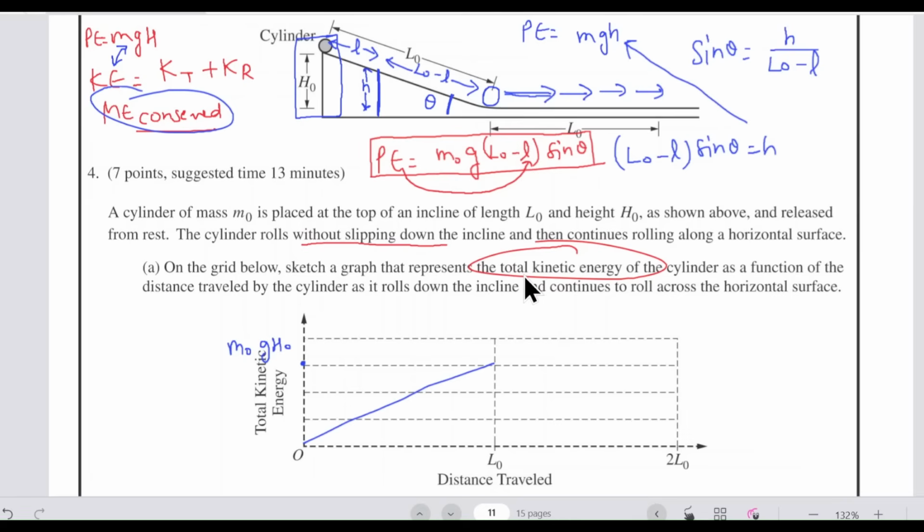Remember, friction is acting, but it's not doing any work because this is a pure rolling case. So whatever value it has achieved, it's going to remain constant throughout. So I'm just going to draw a horizontal line after it reaches the bottom or on the floor. Right, I hope this makes sense.